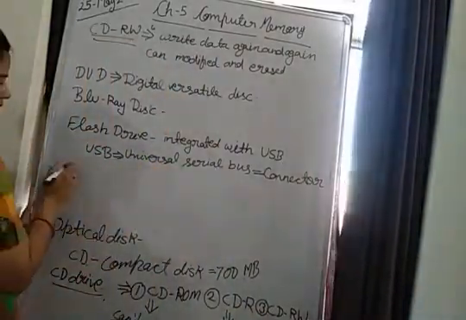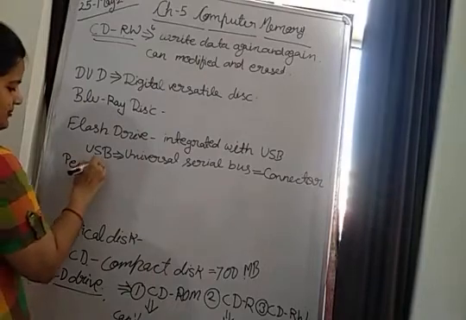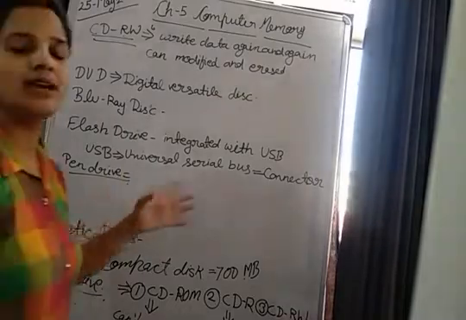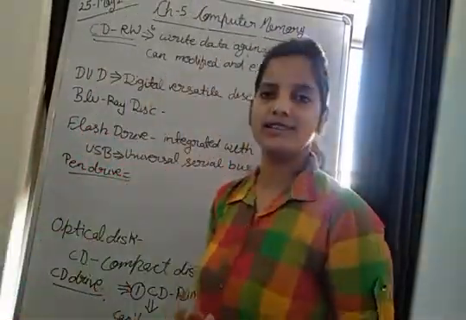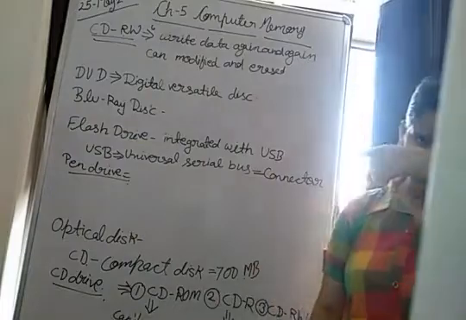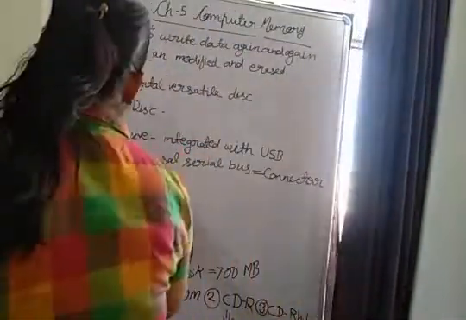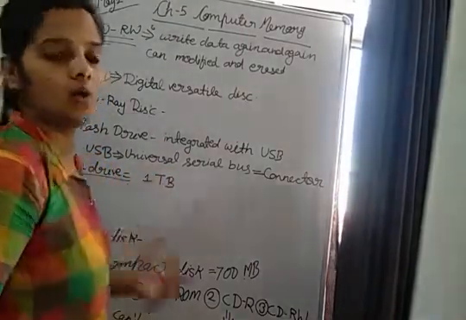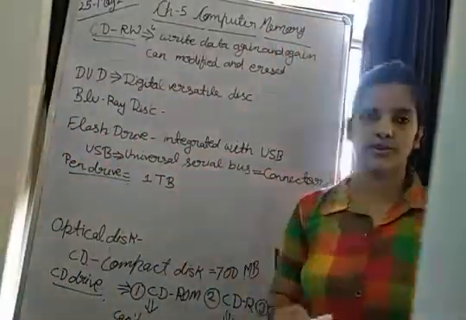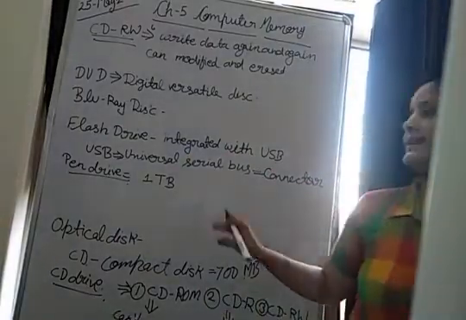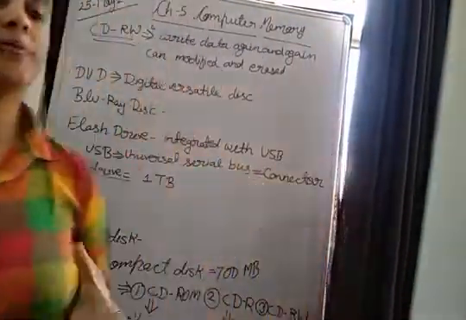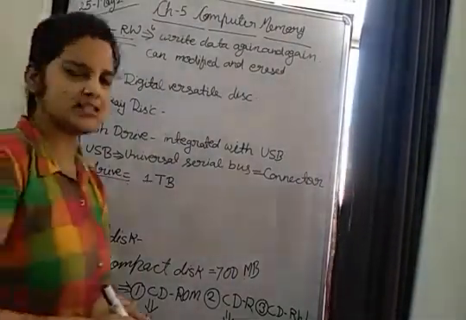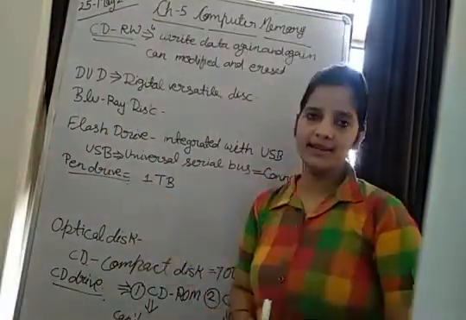In the USB there is the pen drive. I think all of you are very familiar with the pen drive. Pen drive is generally small in size. It can store up to 1 TB of data. Its capacity of storing data is 1 TB, means 1 terabyte. It can be carried easily in a pocket and you can plug it into any computer system. So this is small in size.